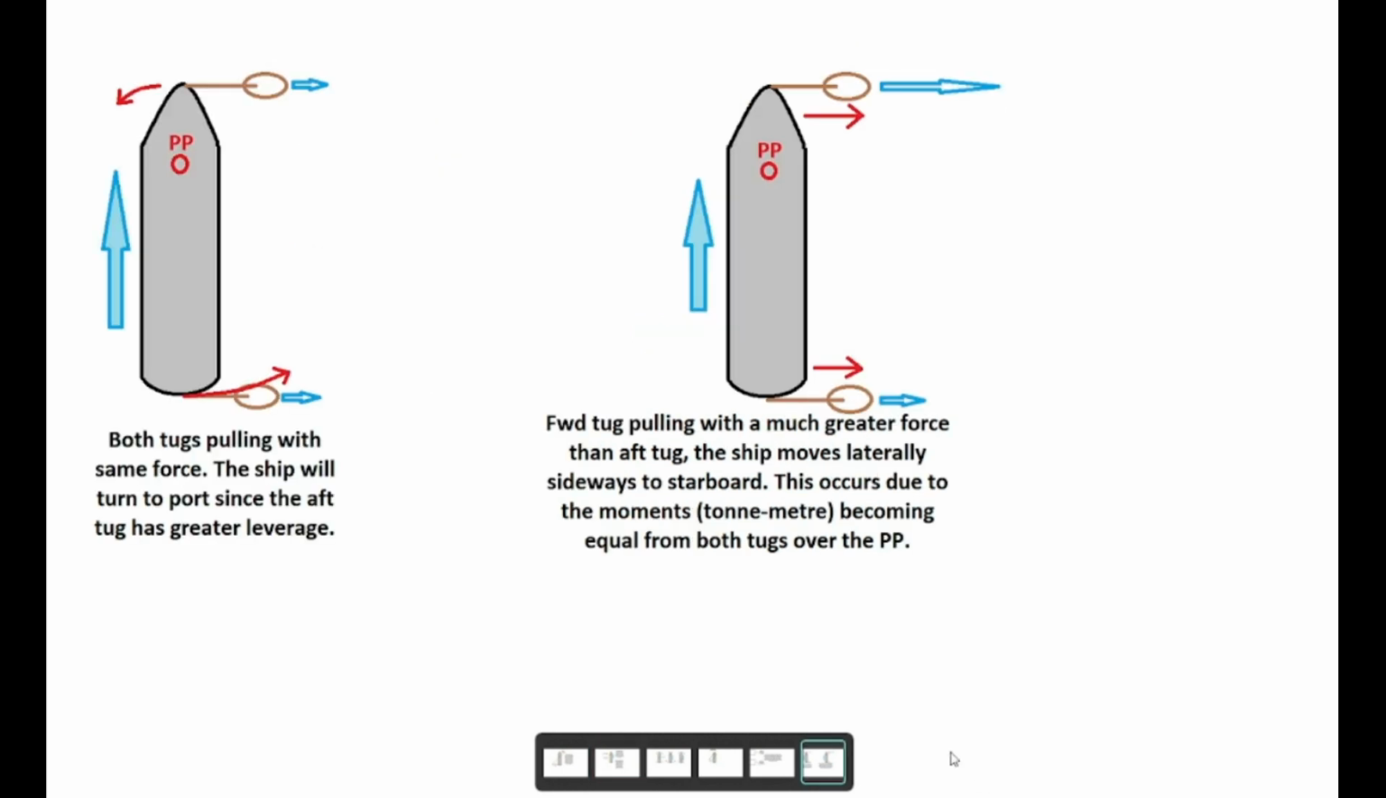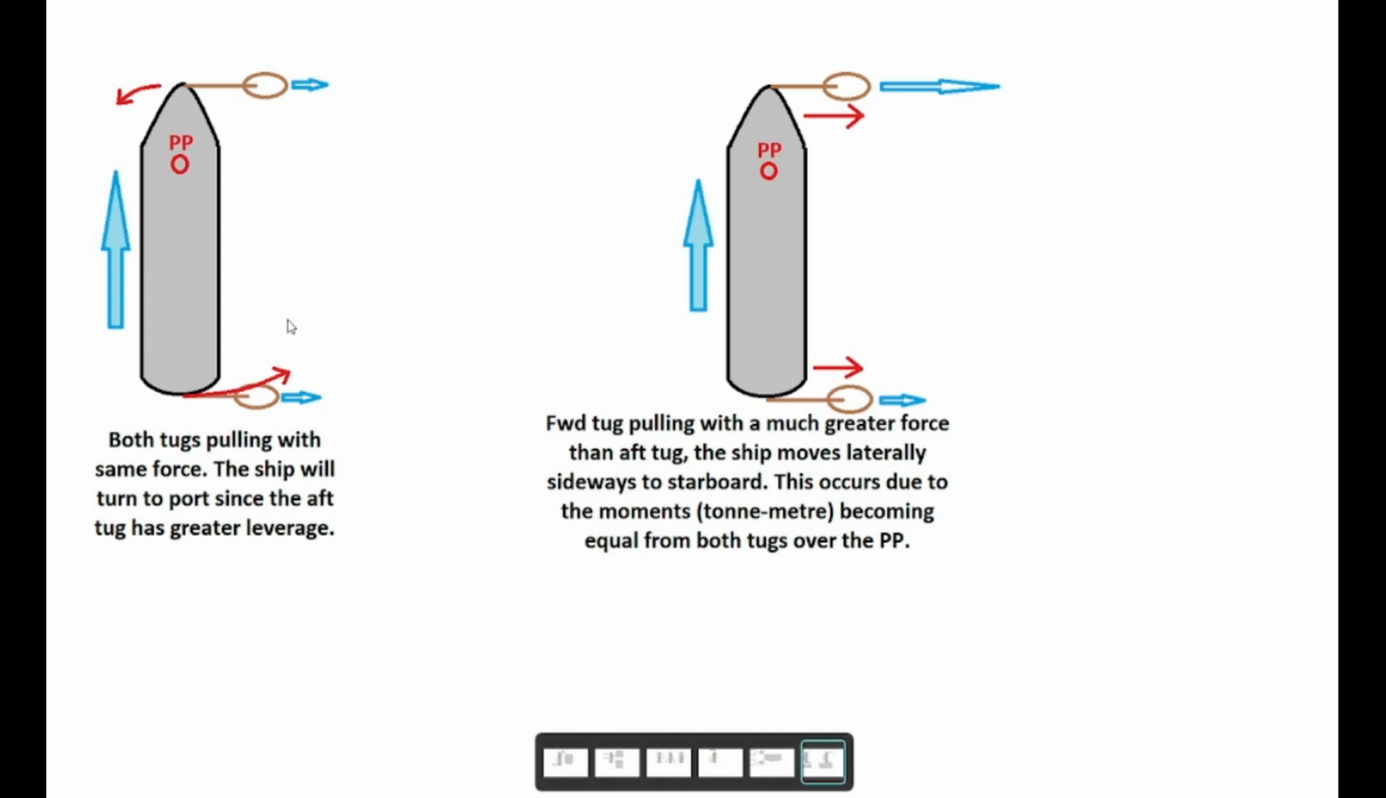Similarly, if we're using tugs, say on a large cargo vessel, you need to remember that the pivot point plays a big role in determining how effective these tugs are. You can see on the left-hand side of the screen here, the ship is moving ahead, and the pivot point is about 1/3 of the way down the ship from the bow.